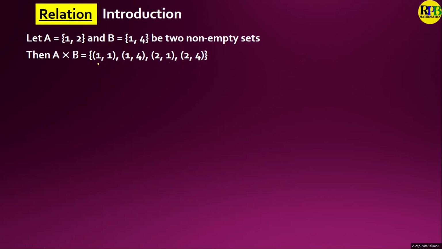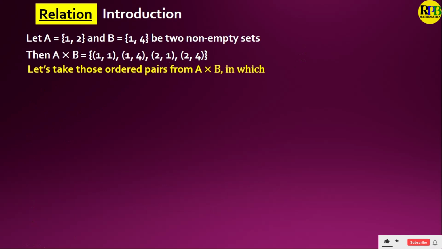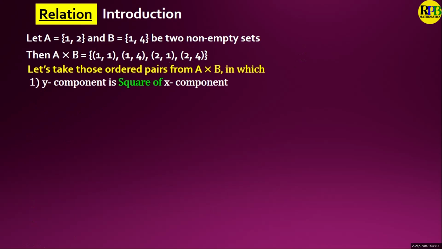There are several relations between the numbers. Let us take some specific relations between these ordered pairs of A cross B, in which Y component is square of X component. Take those ordered pairs from A cross B in which Y component, means second number, second component, is square of first component. What are those ordered pairs?